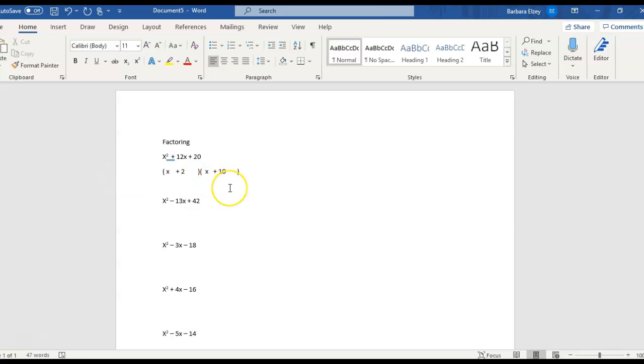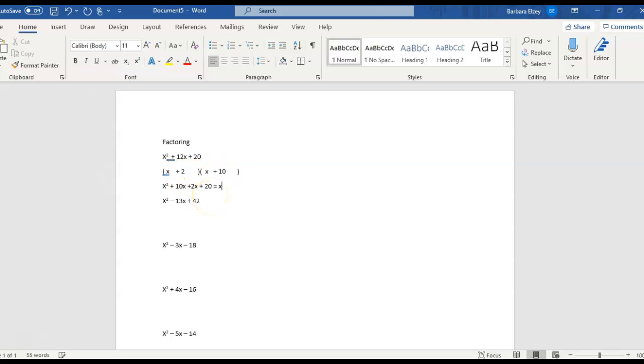Now note, we can always check our factoring. It's not necessary to check your factoring once you get this process to where you really understand it. However, we can check it. So we can go x times x is x squared. We can do x times 10 is 10x. And then we can do 2 times x is 2x. And then we can do 2 times 10, which is 20.